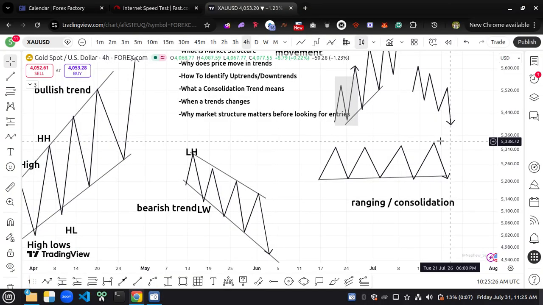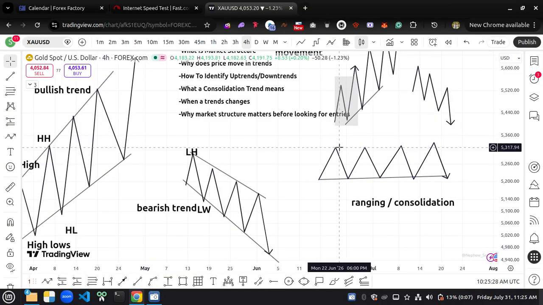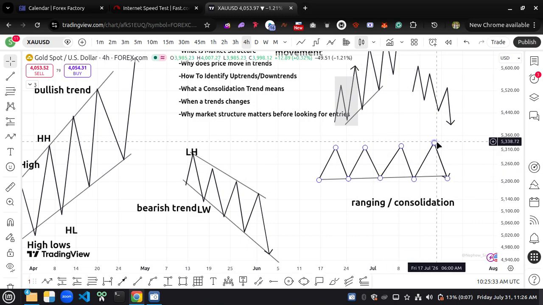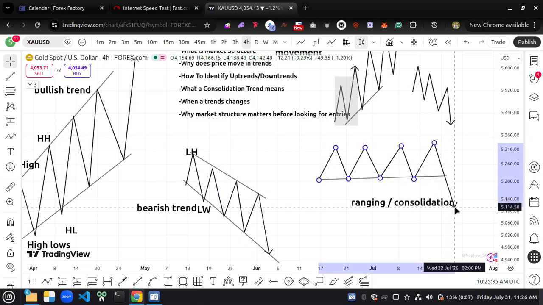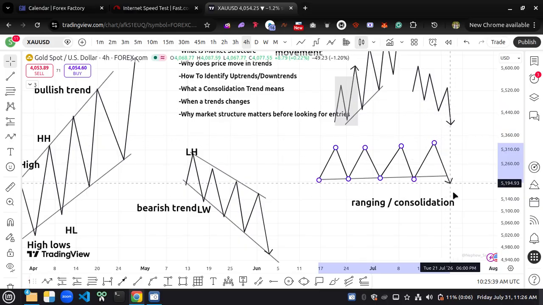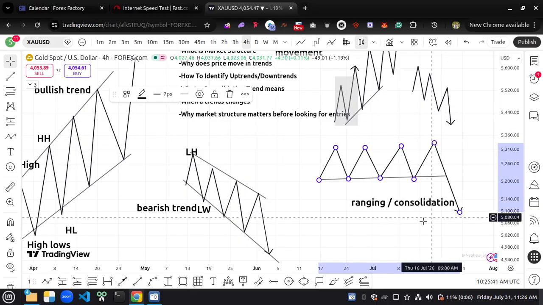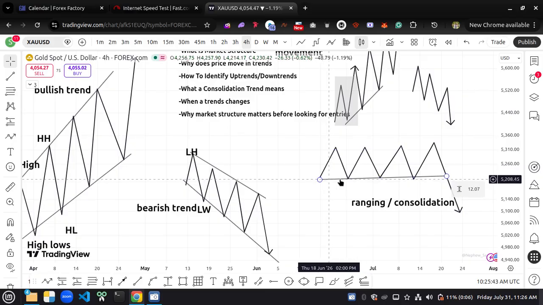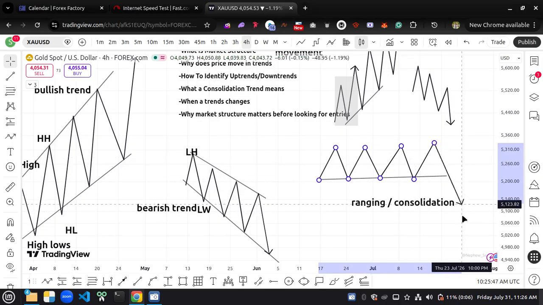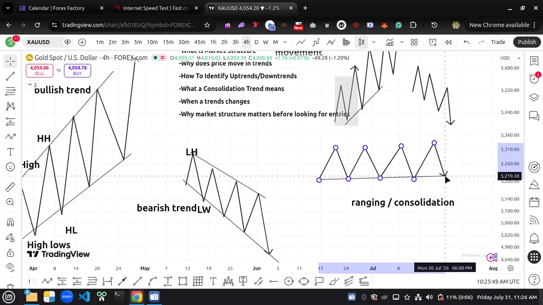So the ranging market just shows you that the market has been ranging at this point. It could either go to the downside or to the upside. And when it goes to the downside, it just tells you one thing: all the money stacked up here has been taken out, and you can have the market go back down and come back up. We'll get to that in other videos.